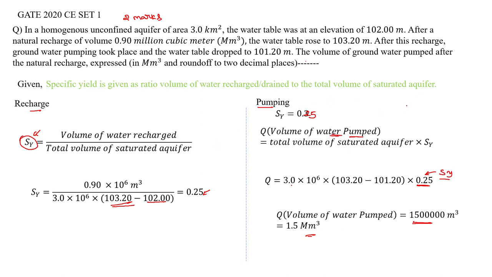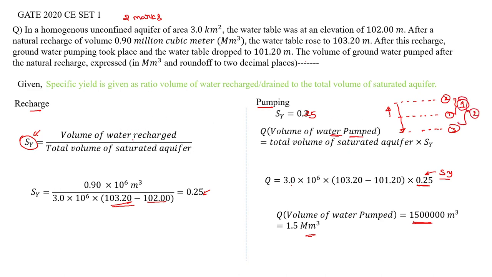See, in this case, you just need to draw it this way. First case, what is the first level? So after recharge, what happened? The level increased. After pumping, the level decreased. So if you write it down this way, it will be easy for you to solve. In this manner, you will divide the question into two parts. This is the first part, and this is the second part.